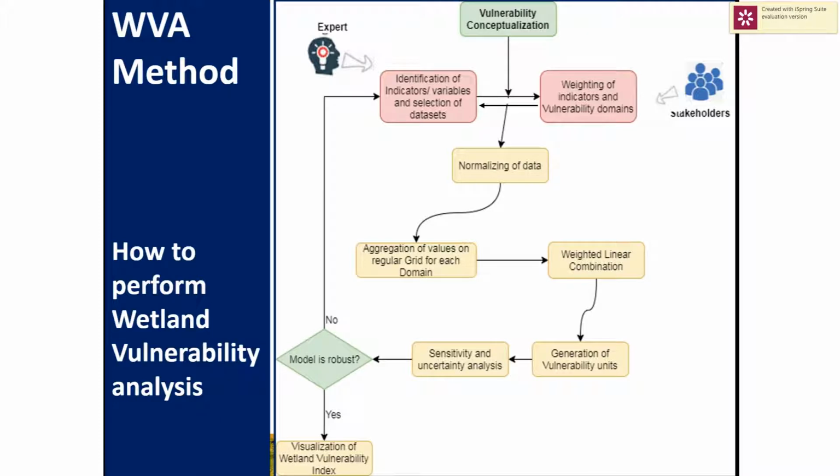So we need to say, okay, if performing wetland vulnerability analysis is important, how should it be done? The first on the top is to conceptualize the vulnerability itself. As far as the wetland ecosystem is concerned, the stakeholders and the experts in the wetland arena have to conceptualize vulnerability of a wetland.